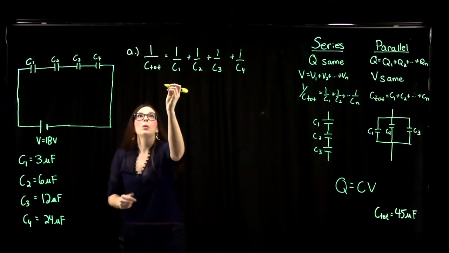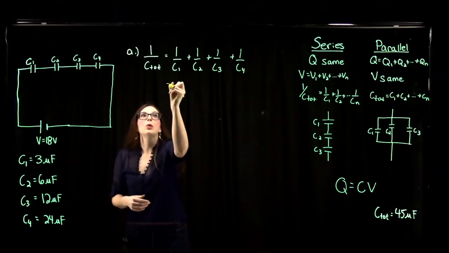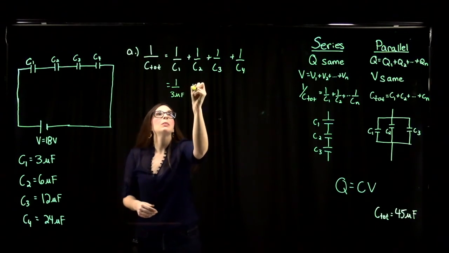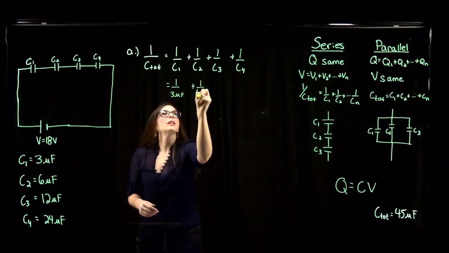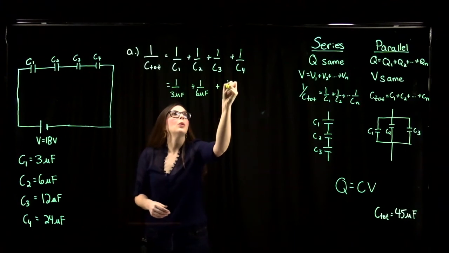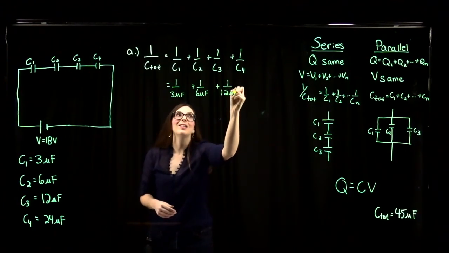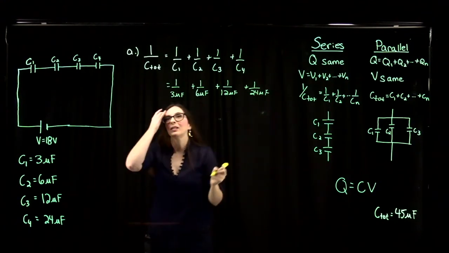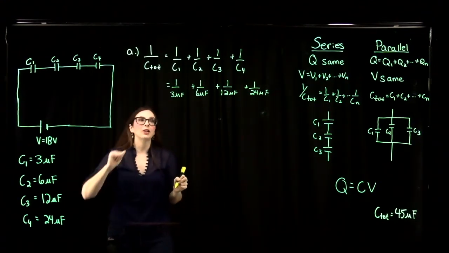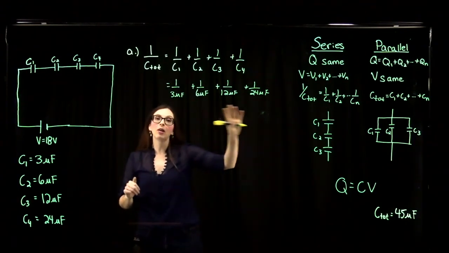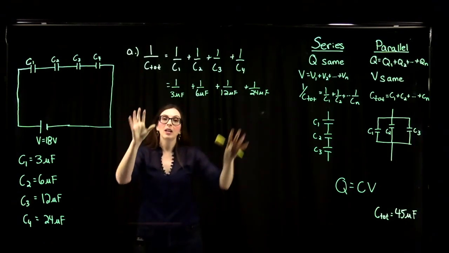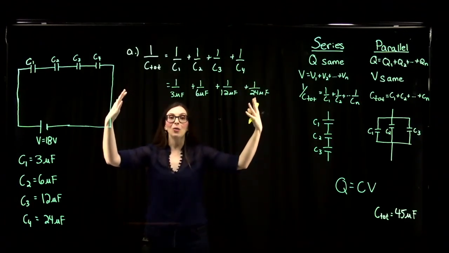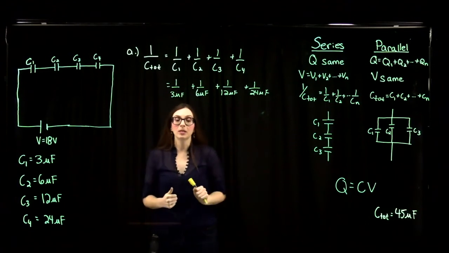Okay, so 1 over C total is equal to 1 over 3 microfarads plus 1 over 6 microfarads plus 1 over 12 microfarads plus 1 over 24 microfarads. You calculate all of this, that's 1 over C total. You get this, and you take the inverse of that whole thing, and that gives you C total.